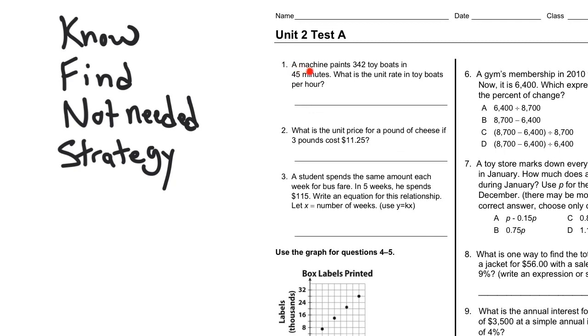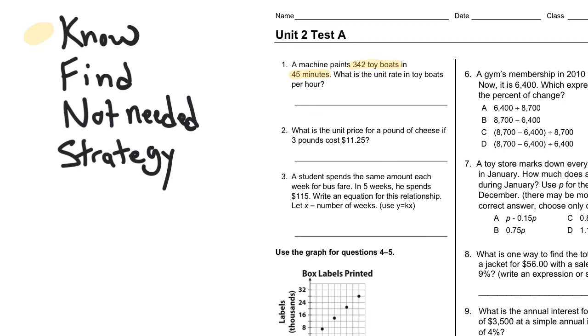So it says, a machine paints 342 toy boats in 45 minutes. What is the unit rate in toy boats per hour? Well, what are the things that I know? And I'm going to go ahead and just use a highlighter for the things that I know. I think I'll use yellow to show the things that I know. So I know that there are 342 toy boats. And that takes 45 minutes to paint 342 toy boats. Say that 5 times fast. So that's what we know.